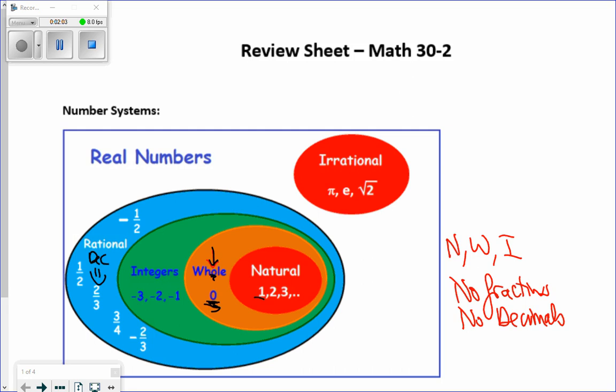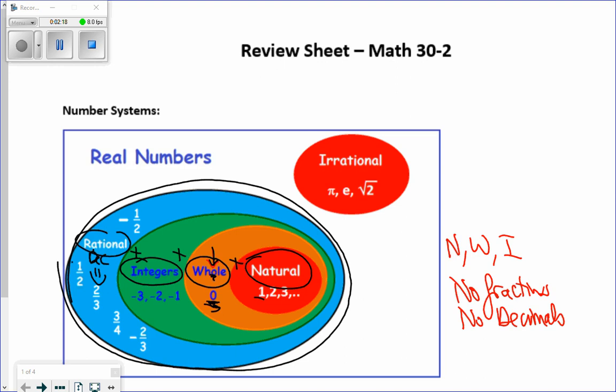The key with rationals is rationals are also any integer, any whole, and any natural. So when we talk about rationals, a rational number is any number in this egg. So if you have the number 7, 7 is natural, 7 is whole, 7 is an integer, and 7 is rational. If I say negative 2/3, negative 2/3 is only rational because it's a fraction, so it can't be natural, integer, or whole.